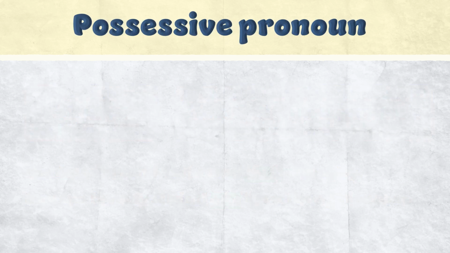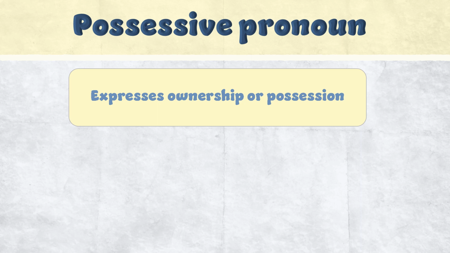Now we'll talk about possessive pronoun. As the name suggests, a possessive pronoun is a pronoun that is used to express ownership or possession like mine, yours, hers, his, its, theirs, our, yours, theirs, etc. A possessive pronoun represents a noun and also tells us who owns it. Generally, it answers the question whose.